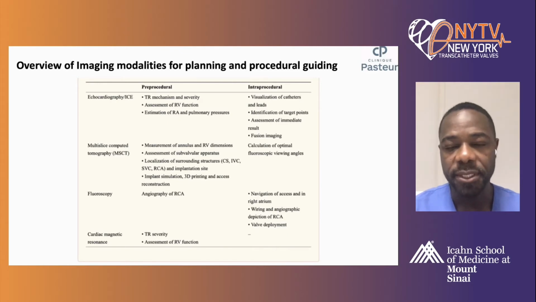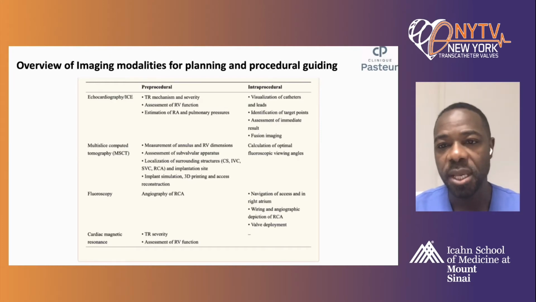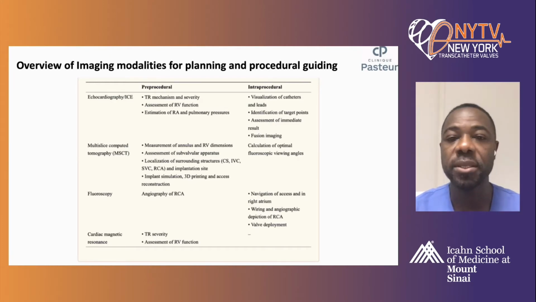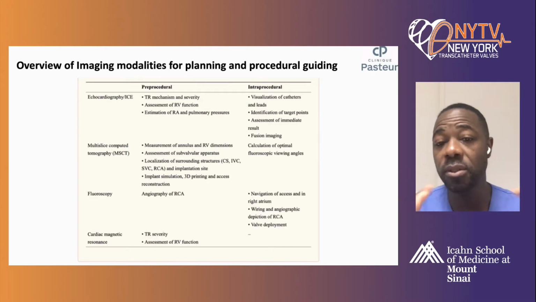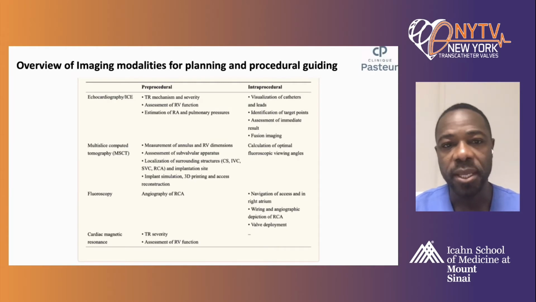For CT scan, it's all about the measurements, the true measurements of the dimensions of the tricuspid annulus and the RV dimensions, but also the subvalvular apparatus may be assessed, as can the surrounding structures, whether it be the coronary sinus, the superior or inferior vena cava, the right coronary artery, so multiple ways to assess the overall anatomy of the patient.